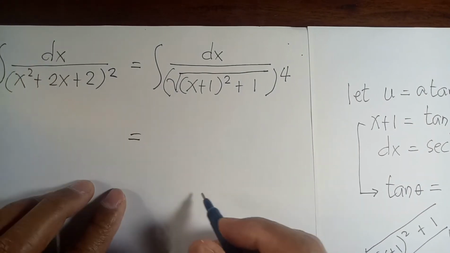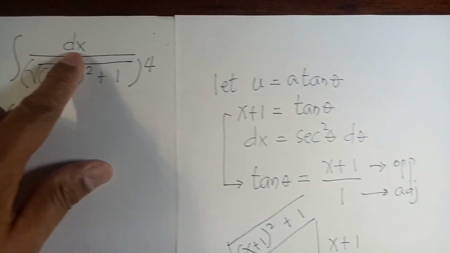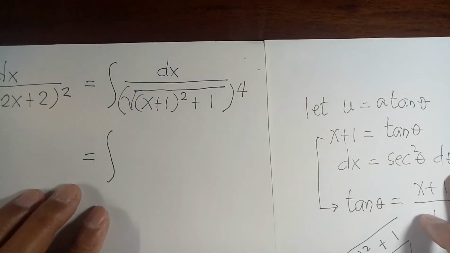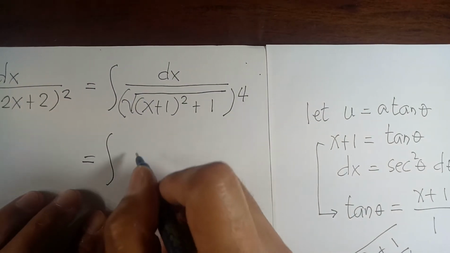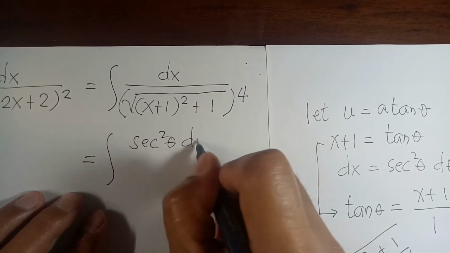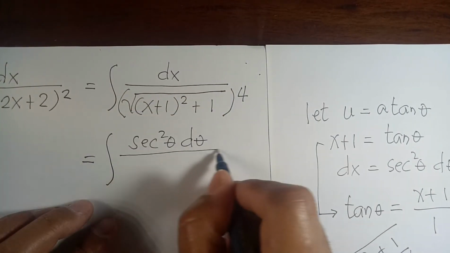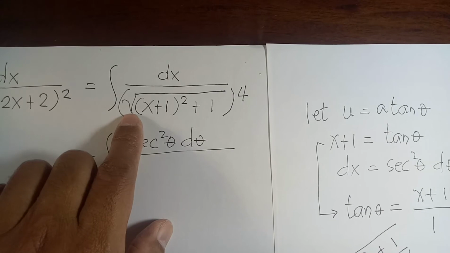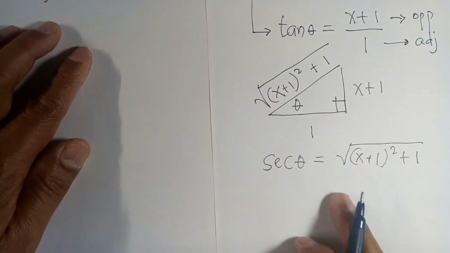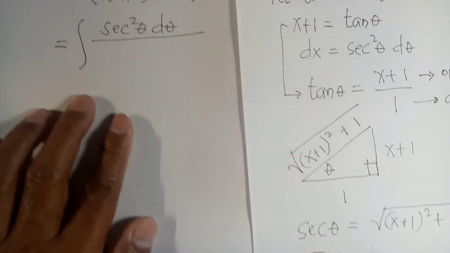So meron tayong integral sign. So ito siya. Tapos meron tayong dx. So yung dx equal siya sa secant squared of theta d theta. So papalitan natin yon ng secant squared of theta d theta. So ito. So secant squared theta d theta. Tapos division line. And then meron tayong square root of x plus 1 squared plus 1. Equal siya sa secant of theta. So papalitan natin yun ng secant of theta.